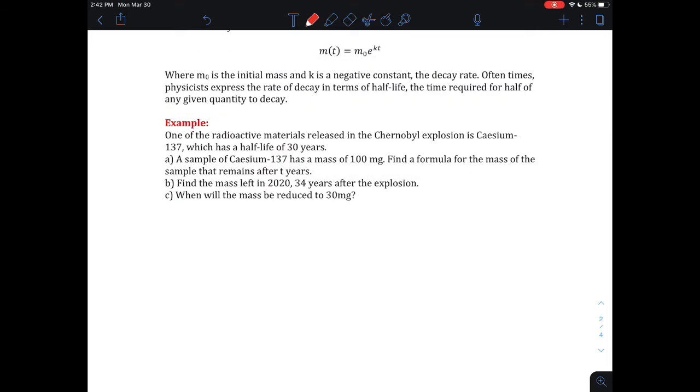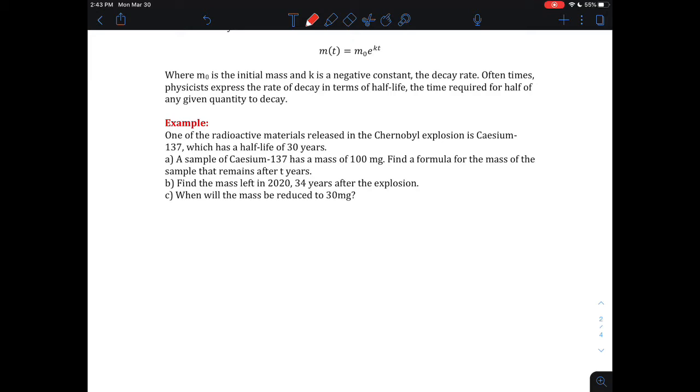Example. One of the radioactive materials released in the Chernobyl explosion is cesium-137, which has a half-life of 30 years. Part A, a sample of cesium-137 has a mass of 100 milligrams. Find a formula for the mass of the sample that remains after t years. Then Part B, find the mass left in 2020, which is 34 years after the explosion. And then Part C, when will the mass be reduced to 30 grams?